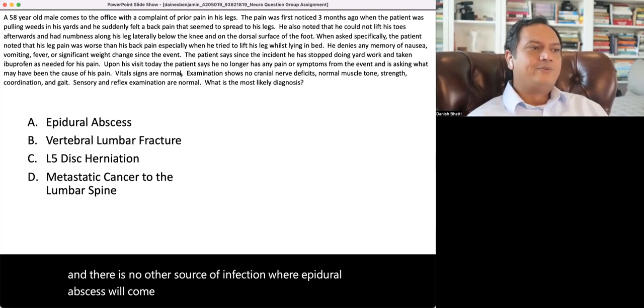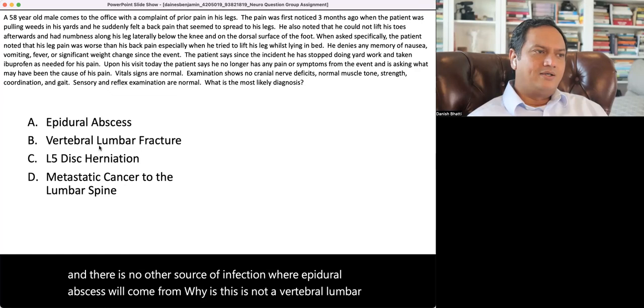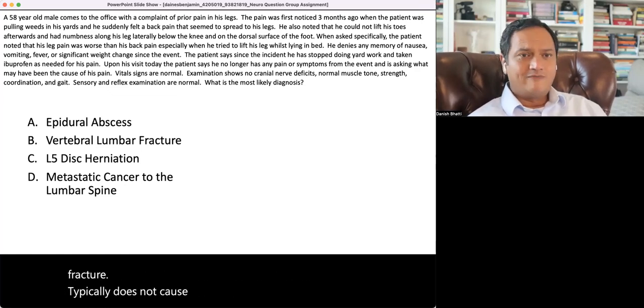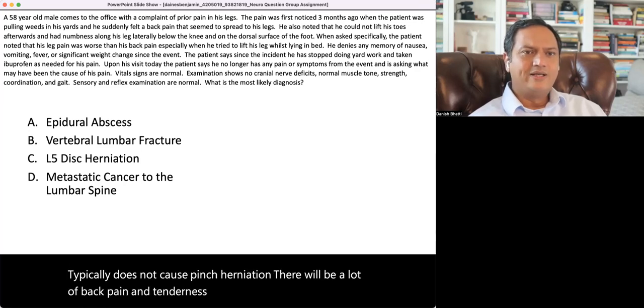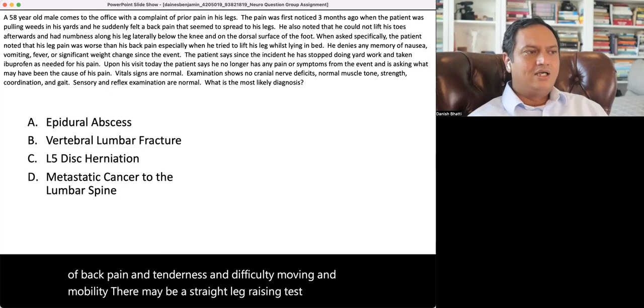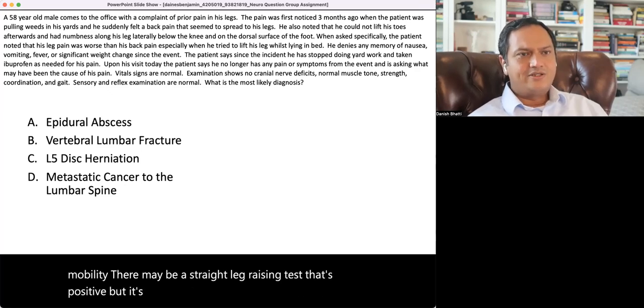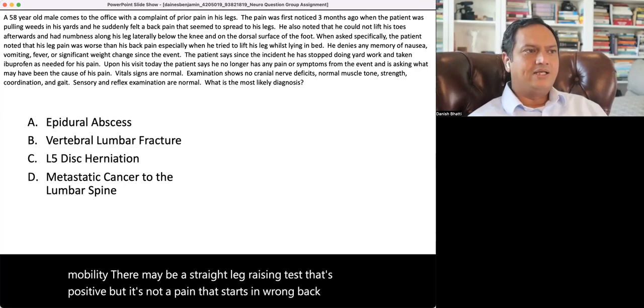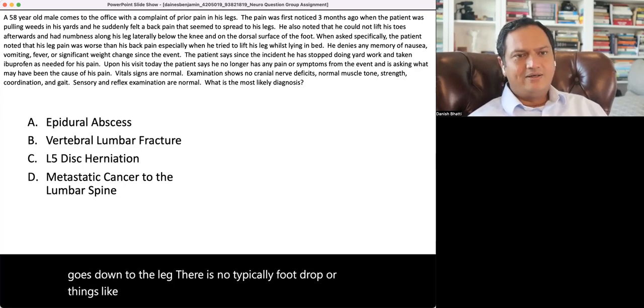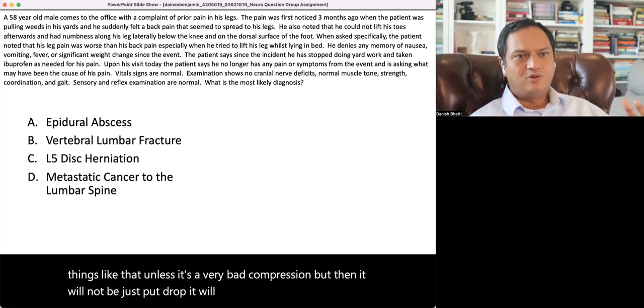Why is this not a vertebral lumbar fracture? Because a vertebral fracture typically does not cause pinch herniation. There will be a lot of back pain and tenderness and difficulty in moving and mobility. There may be a straight leg raising test that's positive, but it's not a pain that starts from the back and goes down to the leg. There is typically no foot drop or things like that, unless it's a very bad compression. But then it will not be just foot drop; it will be a whole cauda equina syndrome or something worse than that.